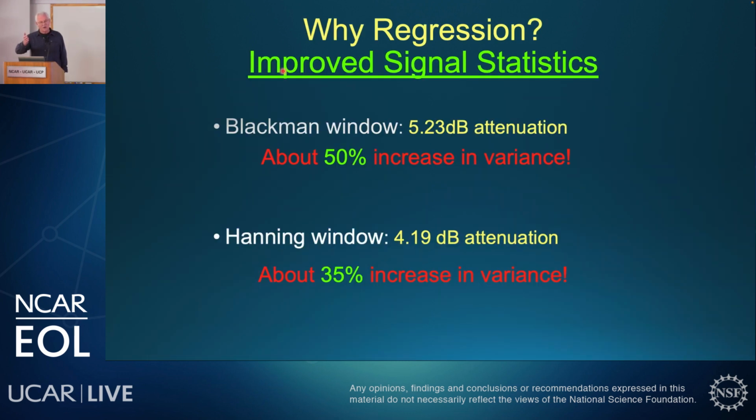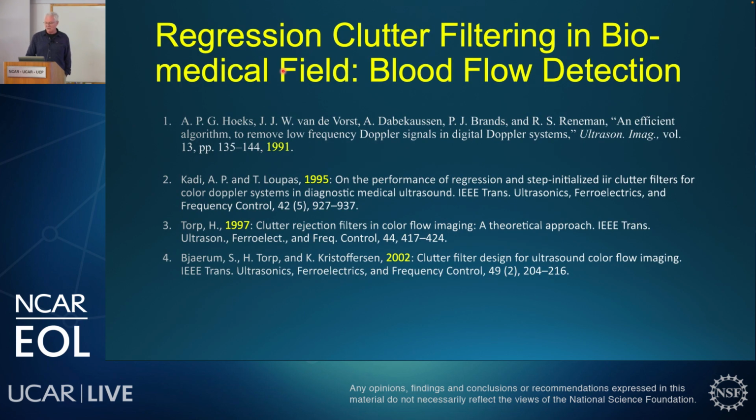We go back to our Blackman window monster that was eating all of our independent samples. And what does that mean? Well, you put a Blackman window on that thing, you end up with 5.23 dB of attenuation, and about a 50% increase in variance of your estimates. That's a lot, 50%. If you use a Hanning window, not quite as aggressive as the Blackman window, you end up with just 4.9 dB, which is still a hell of a lot, right? And you only get a 35% increase in variance. Still a lot of increase.